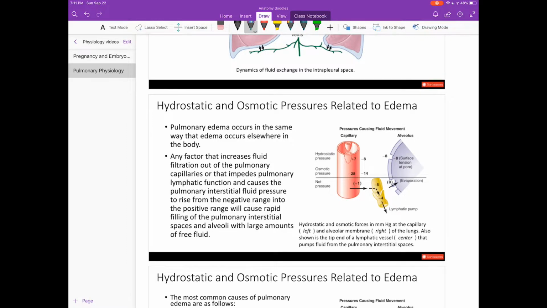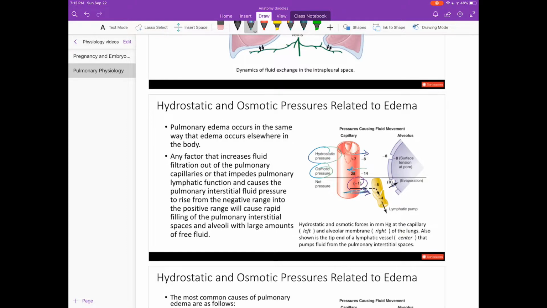The capillary on the left shows hydrostatic pressure numbers, and these numbers are important, by the way, and osmotic pressure numbers. Notice that the hydrostatic pressure is going to want to push fluid out of the capillary, but the osmotic pressure is going to want to bring fluid back into the capillary. Hydrostatic pressure is caused by the pressure from the arterial system. The osmotic pressure is caused by the amount of solutes that are in the blood. You add these numbers up, and what you get is a positive flow going out of the capillary.